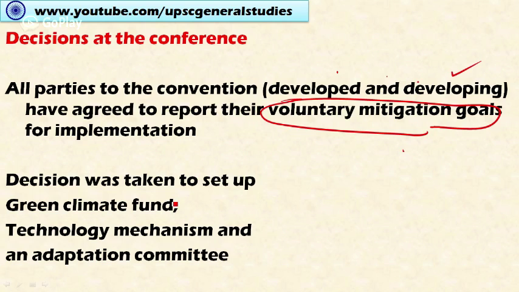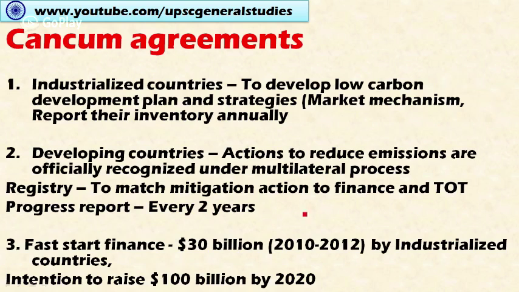And other decisions taken in this conference include the establishment of the Green Climate Fund. The Green Climate Fund was mentioned in the Copenhagen Agreement itself, but it was formally decided to establish it in this Cancun Agreement. So the Green Climate Fund was established, and the decision to establish a technology mechanism and an adaptation committee was also taken in this summit. And this Cancun conference also led to the Cancun Agreements. What are these Cancun Agreements?